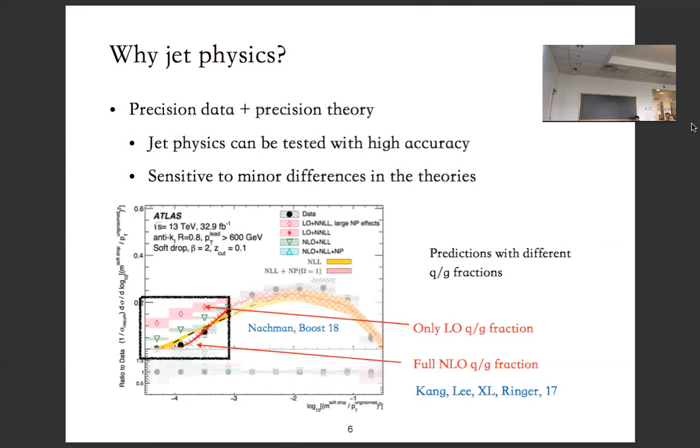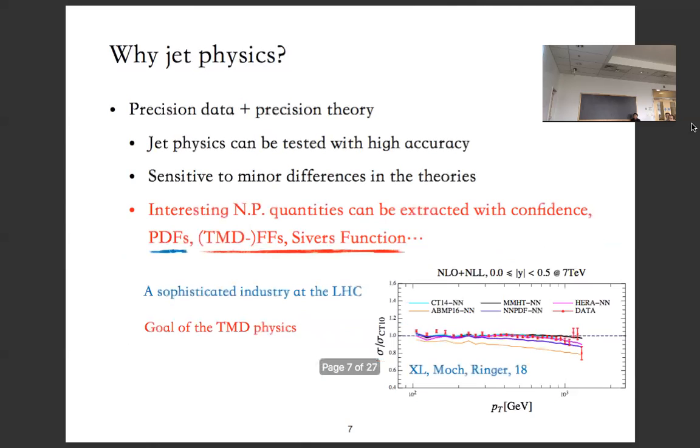NP, non-perturbative or new physics? Non-perturbative, no new physics now. So they use some non-perturbative model to describe the non-perturbative region.